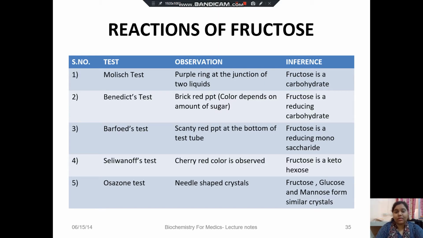So in my next video, I will be continuing with the next part of the test to identify the unknown sample of carbohydrate.